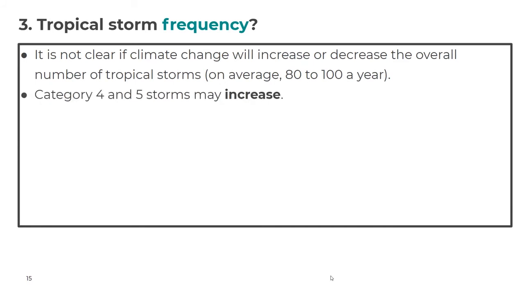What scientists do think will happen is that Category 4 and 5 storms may increase in the future. And they also think that Category 1 to 3 storms may actually decrease in the future. So this could suggest that the overall number of tropical storms may stay the same, but the intensities will differ. But it's not something that we can be sure about at this time.